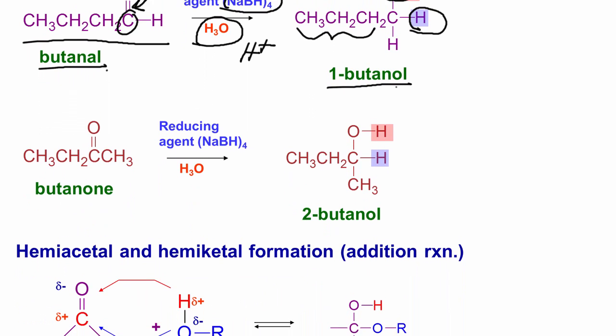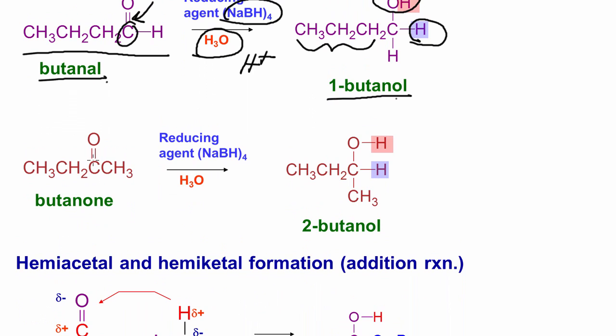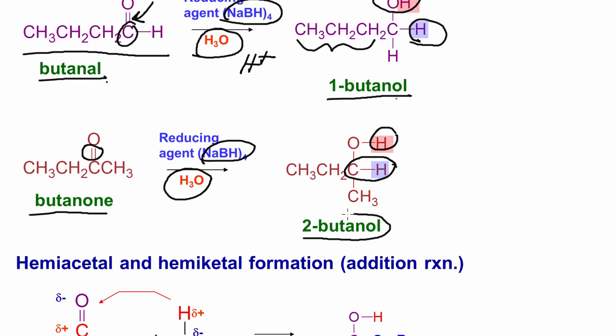Let's take a look at what happens when we reduce a ketone. So again, the same thing is going to happen. This carbon-oxygen double bond is going to partially break. We have the hydride ion from the reducing agent, and that is going to bond to the carbon, and then a proton from the acidic solution is going to bond to the oxygen. So in this case here, butanone is reduced to 2-butanol, which happens to be a secondary alcohol.